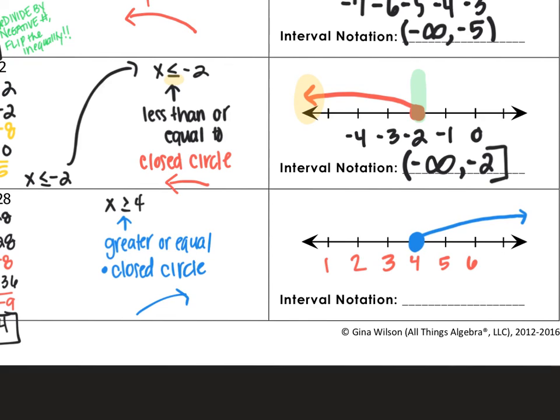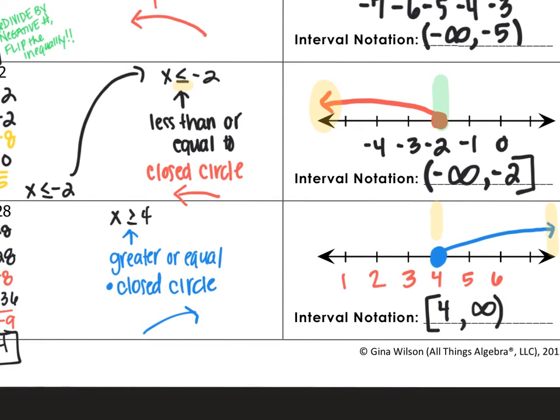So when we're writing interval notation, we need to figure out what is our furthest left. So looking at our graph, the furthest left is right here at the number 4. So we're going to put the number 4, and it's a closed circle, so we're going to put a bracket, comma, and then our furthest right is here, but it's an arrow. And because it's an arrow, we are going to indicate that with positive infinity as it keeps going on forever, and infinity always has a parenthesis.